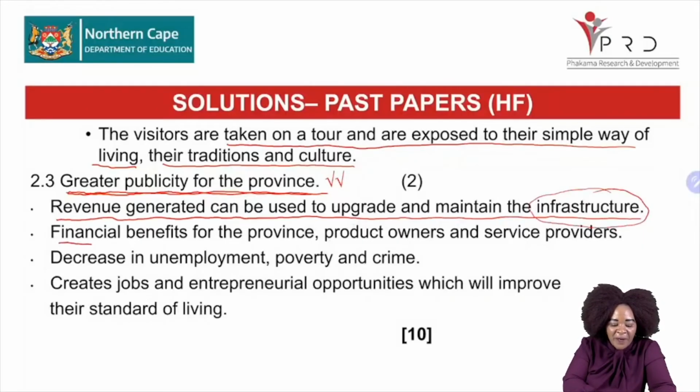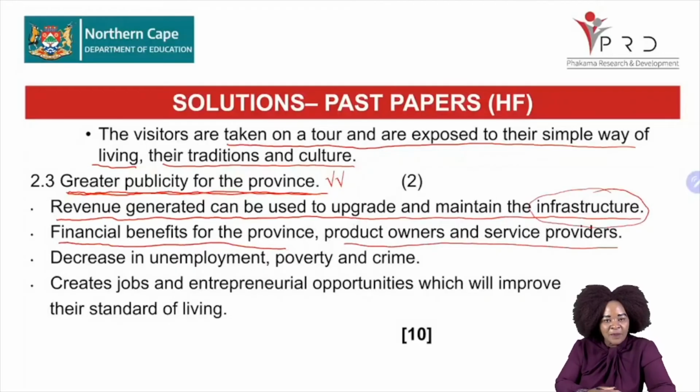Again, there are financial benefits for the province. Product owners and service providers, they benefit because they're selling. Some are selling products, some are selling services. So the tourists are actually paying to make use of those services and products. So at the end of the day, the product owners are making money, the service providers are also making money. So there is a lot of multiplier effect that is taking place in a province that has these World Heritage sites. So it is a bonus, guys, for these provinces to have these World Heritage sites, because at the end of the day, there is benefit.